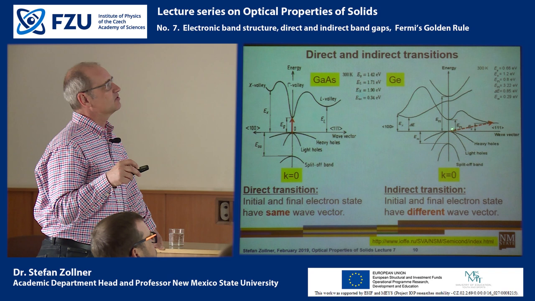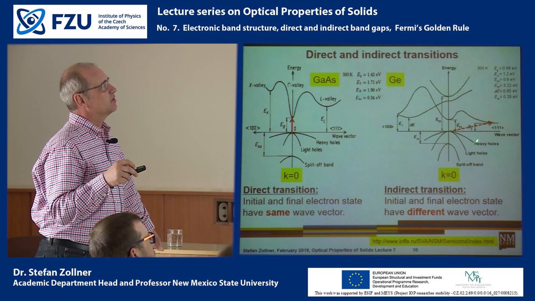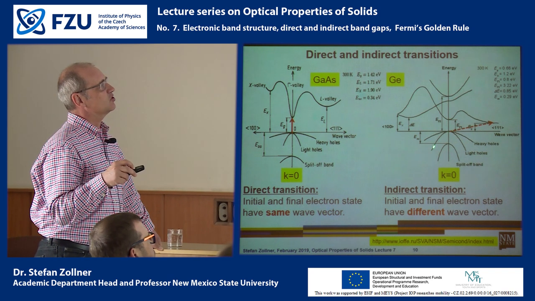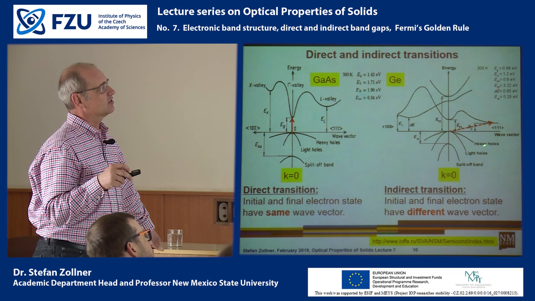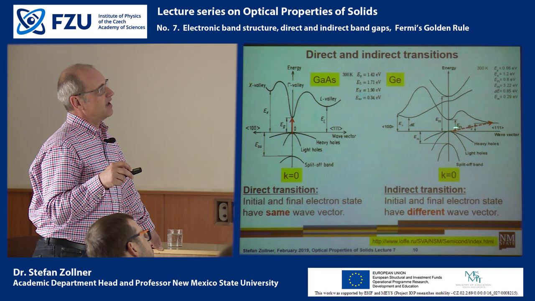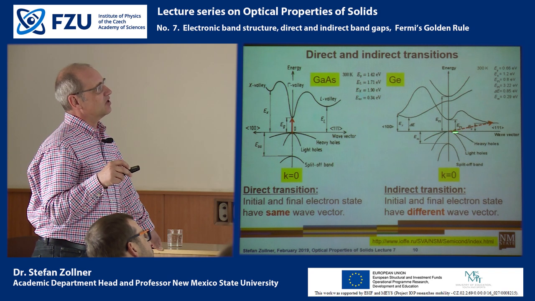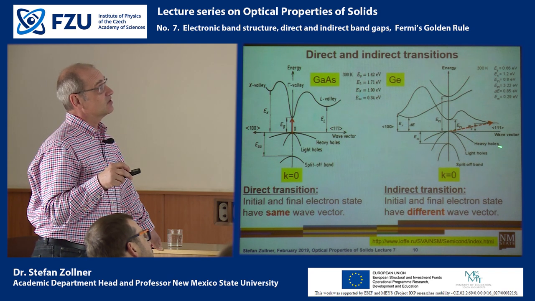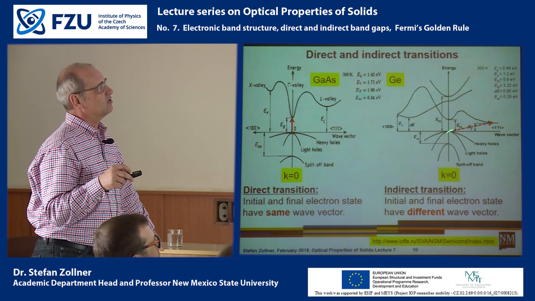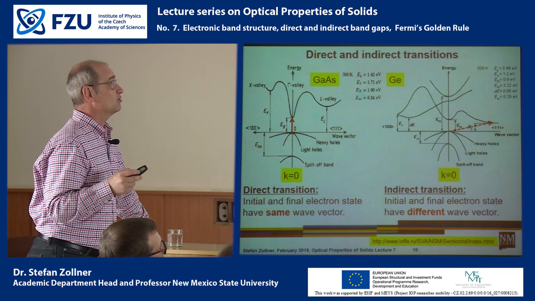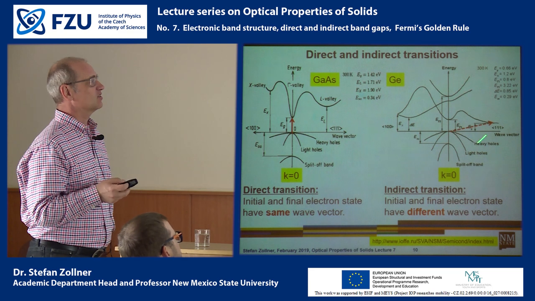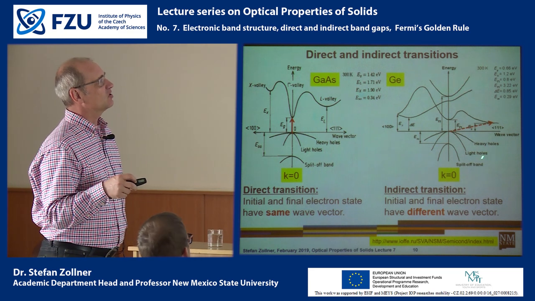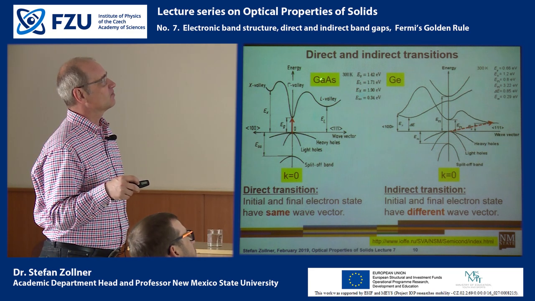And the J equal 3 half state splits into one band which has less curvature and another band which has more curvature. The band with the less curvature, that's called the heavy hole. And this band here, with the higher curvature, is called the light hole. And I will get back to that. I will get back later to answer the question, why are we calling them heavy and light?